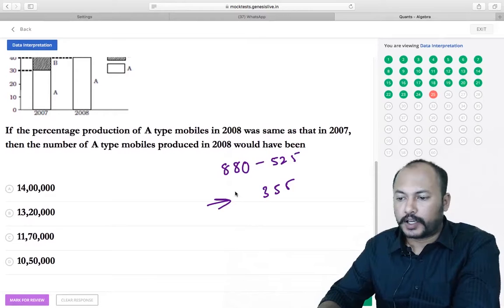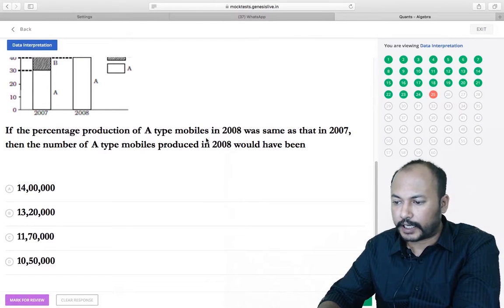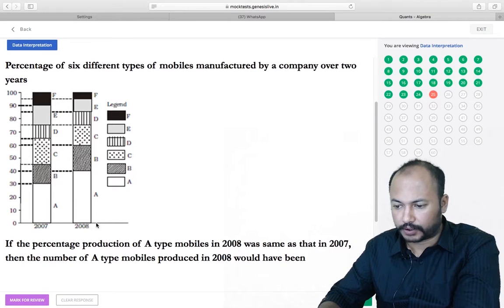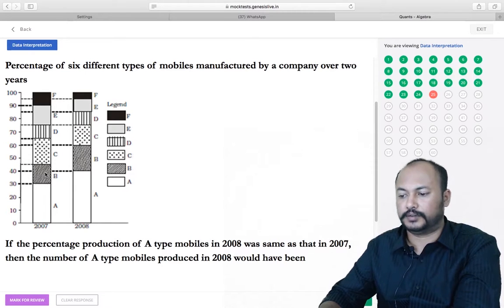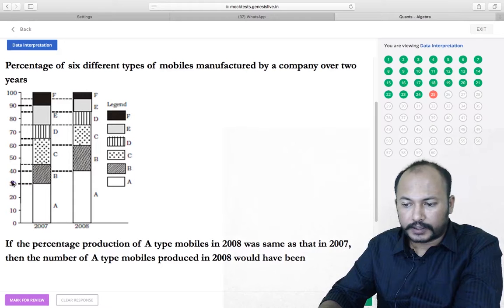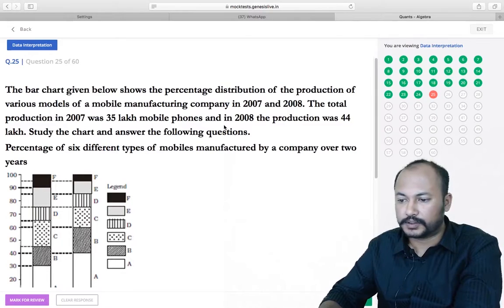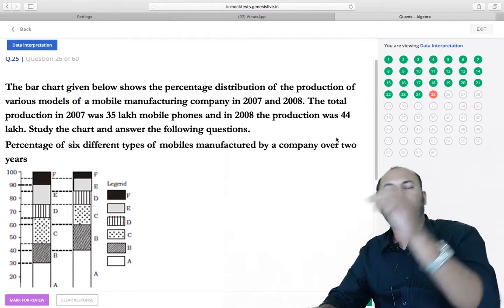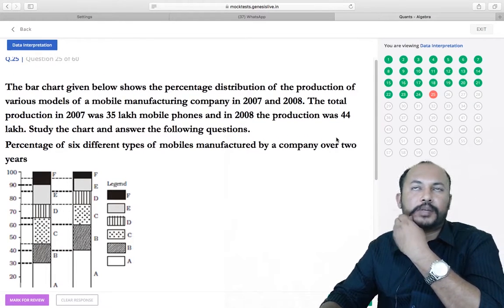Next question. If the percentage production of A-type mobiles in 2008 was the same as that in 2007, then the number of A produced in 2008 would have been... okay, fine. So in 2007 it is 30%. So what is 30% of 2008 production? 2008 production is 44 lakhs. So 30% of 44 lakhs. So 3 times 44 is going to be 120 plus 12, 132.